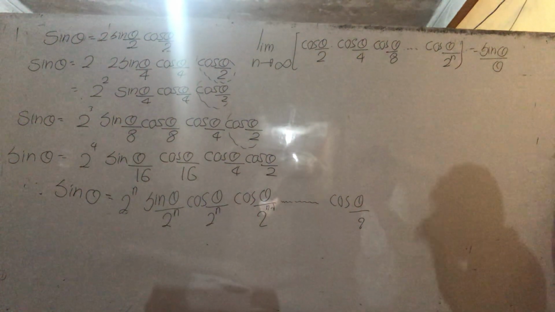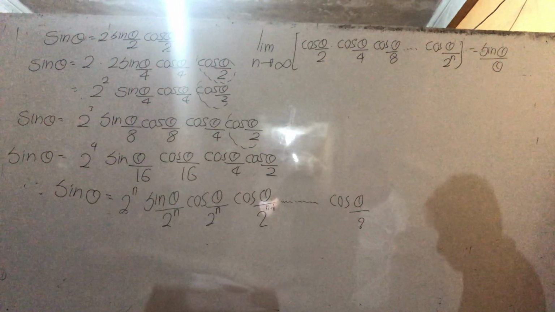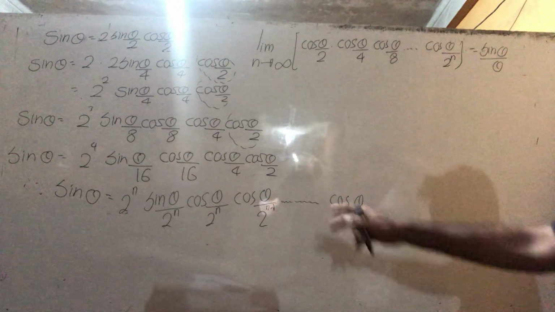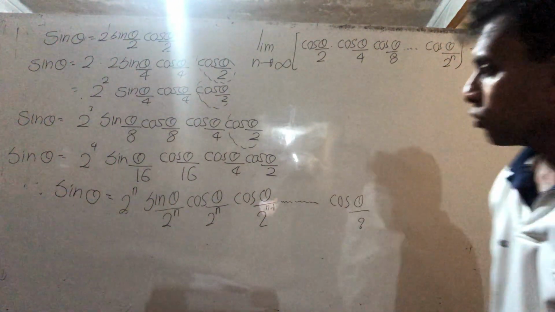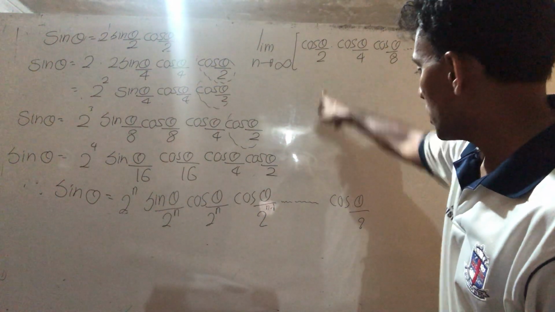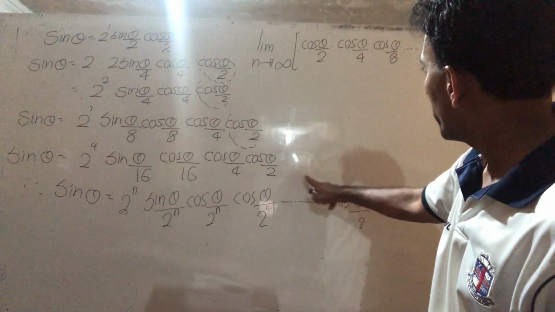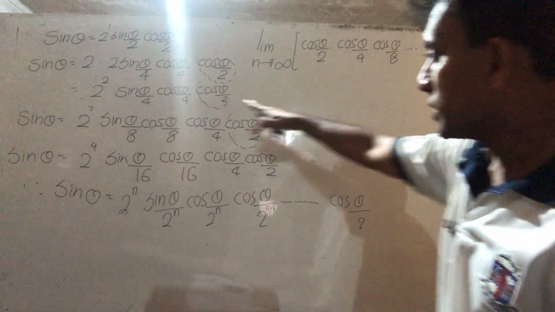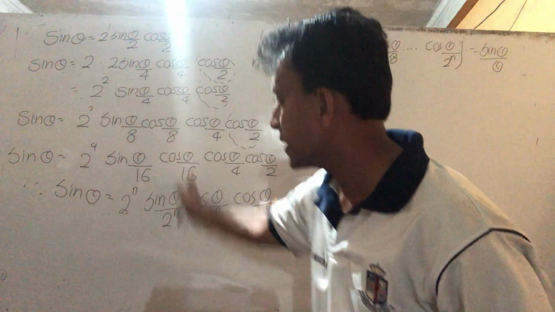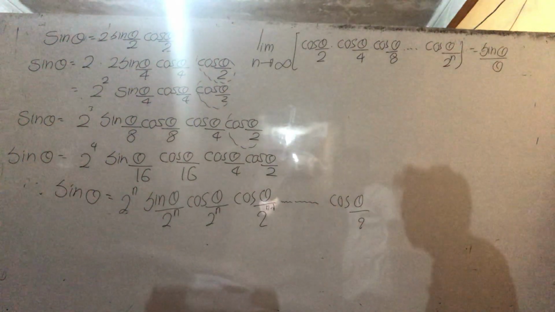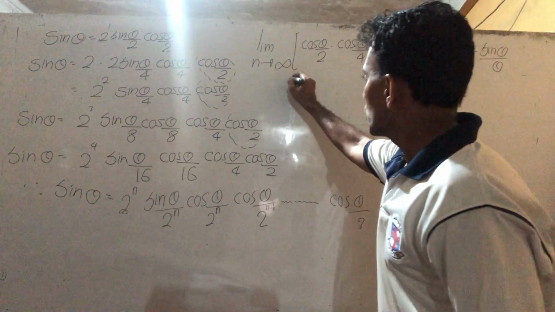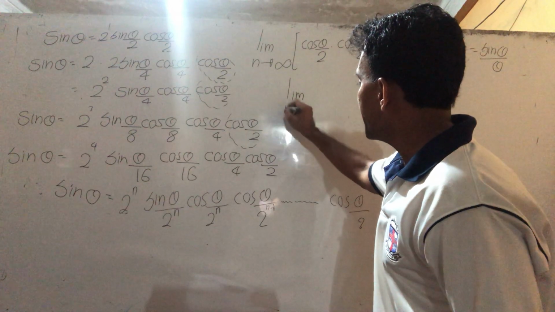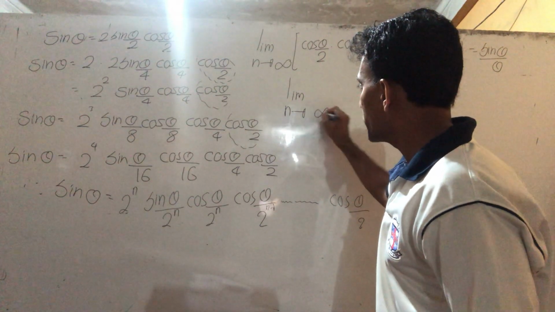See, this pattern goes like that. It becomes n minus 1 finally, n minus 1, n minus 2 like that. Now the idea: check cos theta by 2, by 4, by 8. Everything I can substitute with sine theta and these things. Nice question, super problem. So limit n tends to infinity.